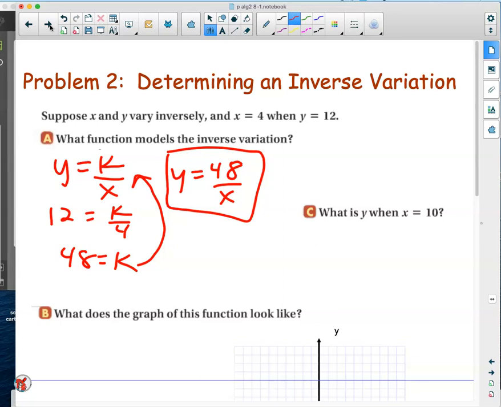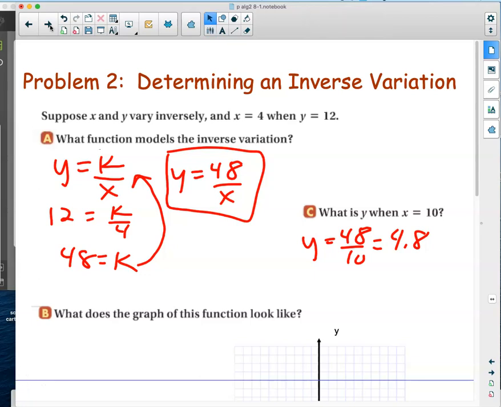Usually there are follow-up questions like C. It says, what is y when x is 10? And if you're wondering, is it that basic? Do I really just put a 10 in for x? Yes, that's what we do. So you could write it as a fraction if you want to, or change it to a decimal. A lot of times with direct and inverse variation, they'll use decimals. But there it is. But here's the big one. What does the graph of this function look like?